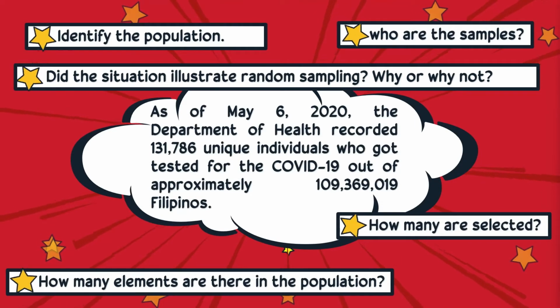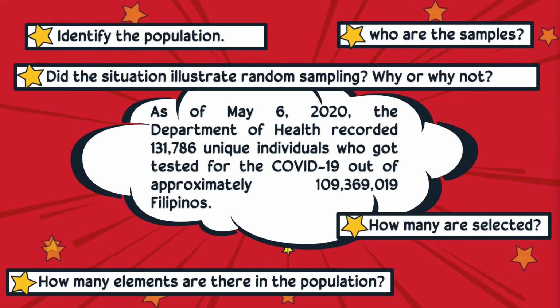Why or why not? Okay, the correct answer is no. Not all Filipinos have equal chances of being selected in that particular scenario. Why? Only unique individuals who got tested for the COVID-19. Meaning to say, hindi lahat nagkaroon ng opportunity to be tested for the COVID-19 test, no? Kasi ang tinest lang nila is yung mga unique individuals. We can say that those unique individuals are those mayayaman, or we can say those unique individuals ay yung may ubo lang. So pag wala kang ubo, hindi ka nila iti-test. Okay?